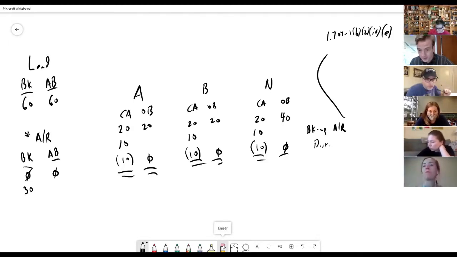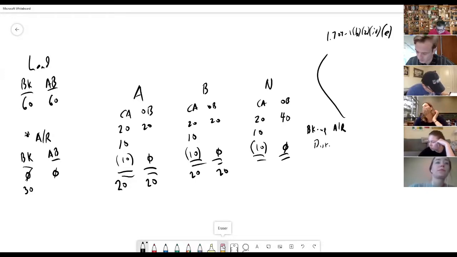So when we sum it all up, A and B are taxed correctly. Remember, they each had a 10 of built-in gain in the receivables and a 10 of built-in gain in the land.